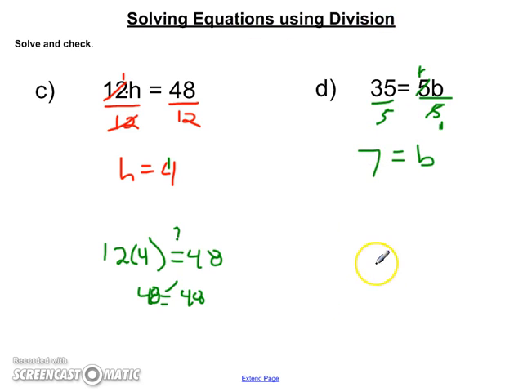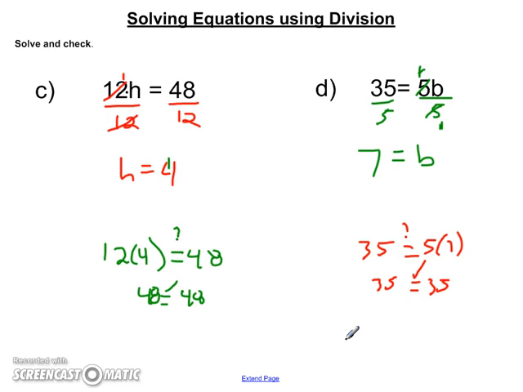So go into your original equation, which was 35 equals 5 times b. b in this case is now 7. Are those equal? Well, that looks like 35 over here on the right, 35 on the left, and magic. Okay, wait. Math is not magic. 35 is equal to 35.